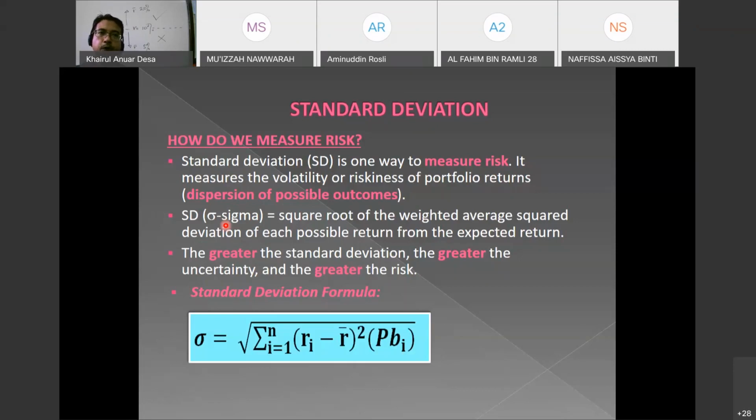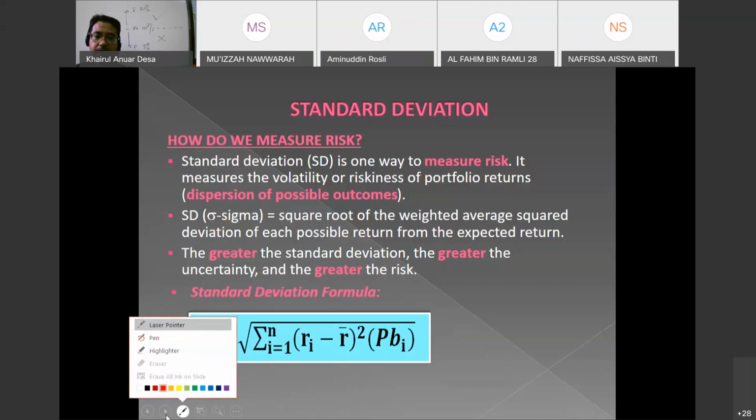Okay. What is the standard deviation shape? Greater standard deviation means greater the risk. So, semakin tinggi sisihan piawai, semakin tinggi sigma, maka semakin tinggi kadar risiko. Right? Okay, ini pun kita dah lihat hari itu.